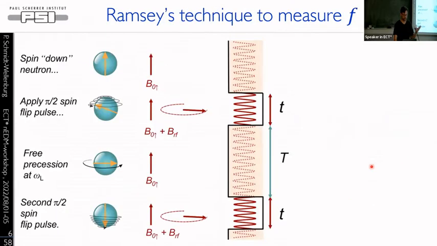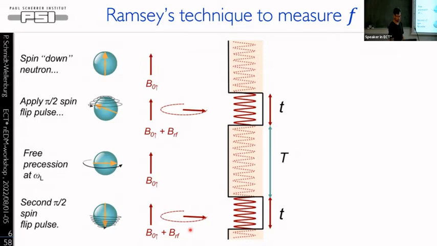This you have also seen already: it's Ramsey's method of oscillatory separated magnetic fields. The idea is that you have the spin aligned, prepared in the first stage. You apply from a known high precision clock a pi-half pulse, which tilts the spin into the plane. Then you have a free precession period. You apply the same pulse again with a known phase difference, or exactly in phase. We assume the in-phase scenario now. Then it tilts the spin again to the bottom.